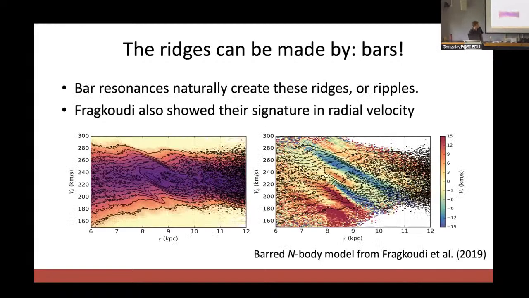As illustration, ridges in R versus V phi can be made by bars. As I mentioned, this N-body model from Francesca Fragkoudi, where you get ridges in the density and a distinctive pattern in the radial velocities for the stars moving in and out. And I like to highlight this because a lot of people use these features to try and measure the pattern speed of the bar. Because if you can assign the correct bar resonance to the correct feature, you know how fast it's going for it to be in that part of phase space.